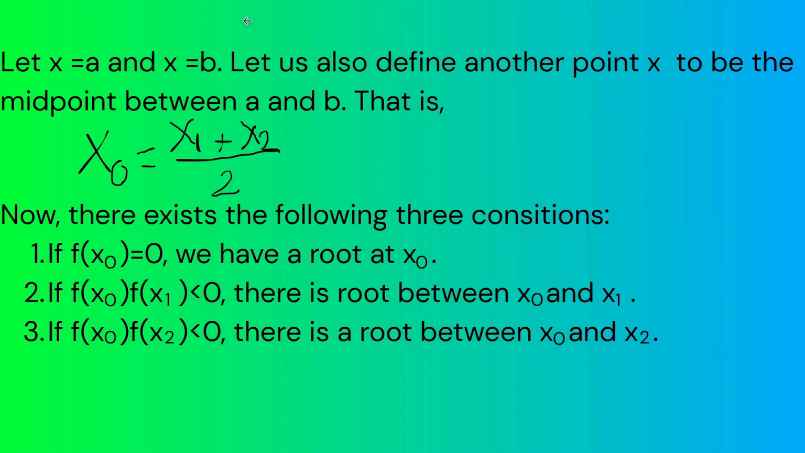Now there are the following three conditions. If f(x0) equals 0, we have a root at x0. If f(x0)f(x1) < 0, there is a root between x0 and x1. If f(x0)f(x2) > 0, there is a root between x0 and x2. So that's all for the three conditions of the bisection method.